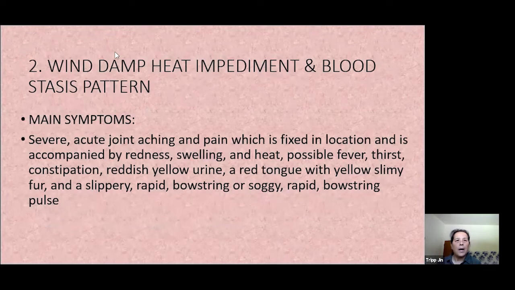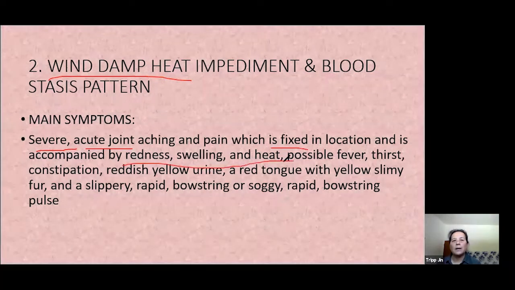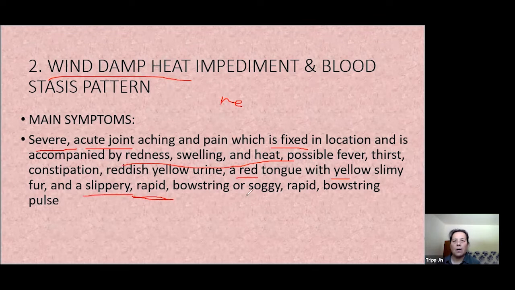Then we're talking about the pattern wind damp heat. So still severe, acute painful situation, fixed location, but red, swollen and hot. If it belongs to Bi syndrome, that should be Re Bi, or heat Bi. Fever, thirsty, constipation, a lot of heat symptoms there. Even red tongue, yellow tongue coating. Rapid pulse is heat. Slippery pulse is dampness, or surging pulse, which feels like a dampness pulse.